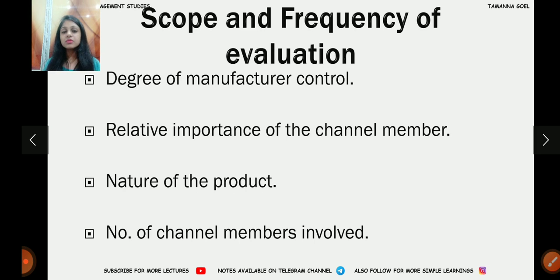So that also depends on the nature of the product, what kind of product you are selling, and the number of channel members involved. If your product is being sold through very exclusive channels of distribution, very selective channels of distribution, then you can evaluate them pretty quickly. But if you are selling through an intensive channel, it's very difficult to evaluate their performance. So how much you're going to evaluate will depend on various criteria.